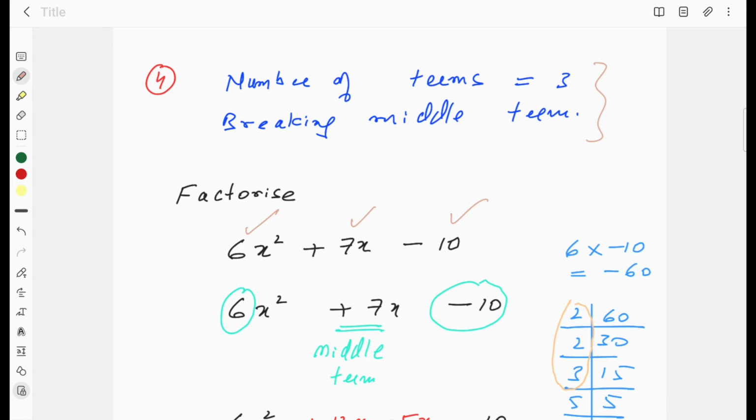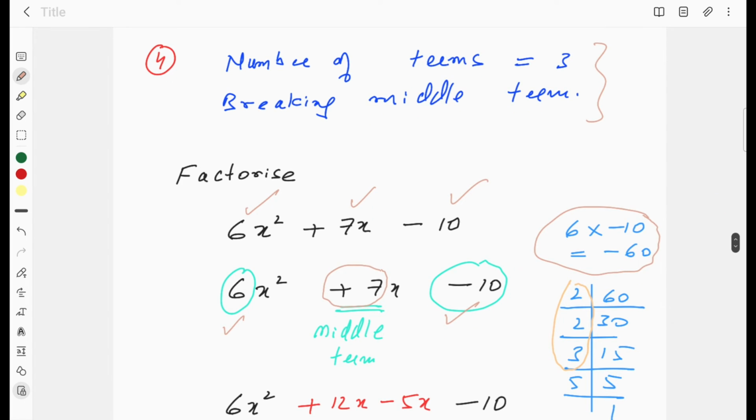Now in order to apply breaking the middle term, you will multiply the coefficient of x squared, which is 6, by the number at the end, which is minus 10, and when you do so you will get minus 60. You also have to consider the middle term, because as the name suggests, it is breaking the middle term. We have to break the middle term, but this has to be done in a very careful way. I'm telling you the steps.